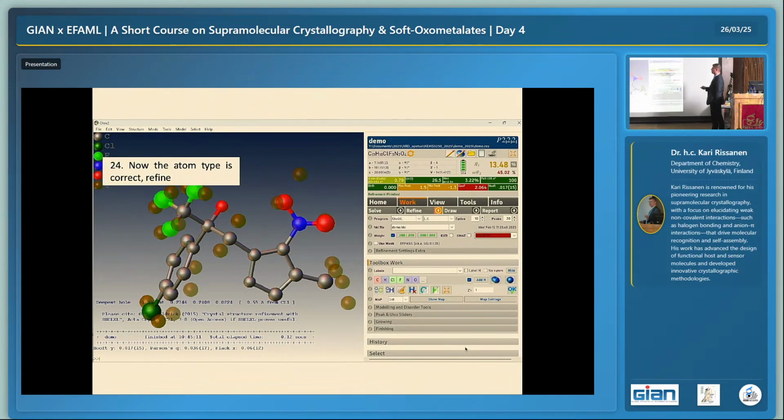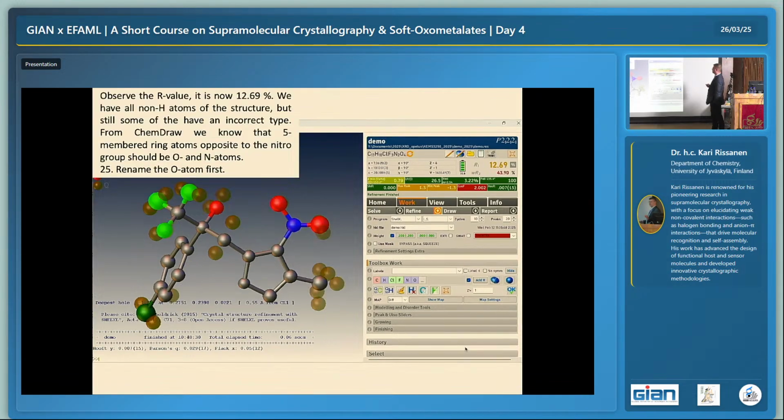The value changed a bit. Now the atom type is correct, refine. The point, the R value went down. So when we have correct atom types in the correct positions, our model, this is what we see here, fits better with the data. This is actually what we are doing. Now we have a correct atom type here, it's there.